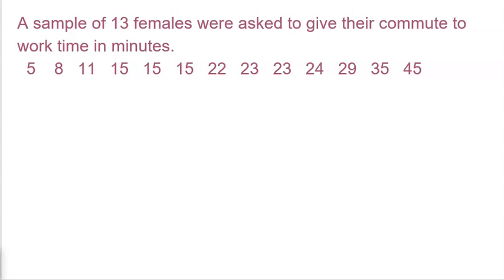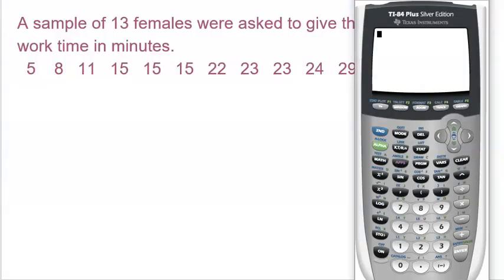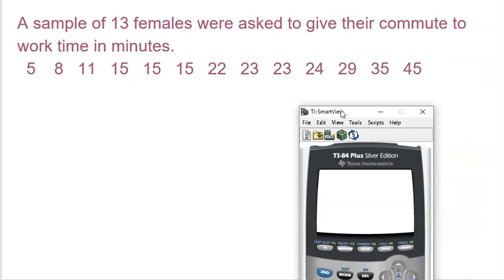All right, so to find the mean and median by hand, let's talk about the mean first. To find the mean, we have to add them all together and divide by 13. I don't want to waste my time doing that. To find the median, I have to figure out which one's in the middle.